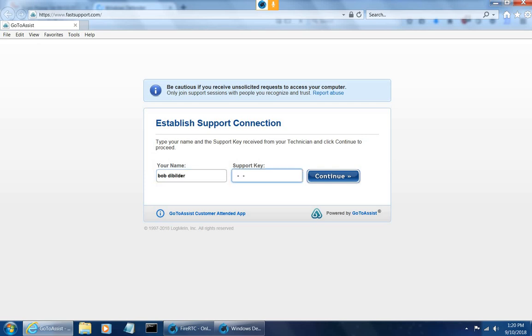Okay, and the support key goes with a numeric number. It is 662, then 387, then 967. Okay. Right. Now click on continue.